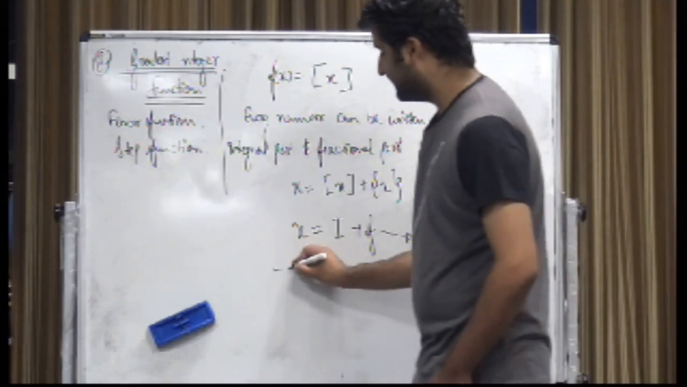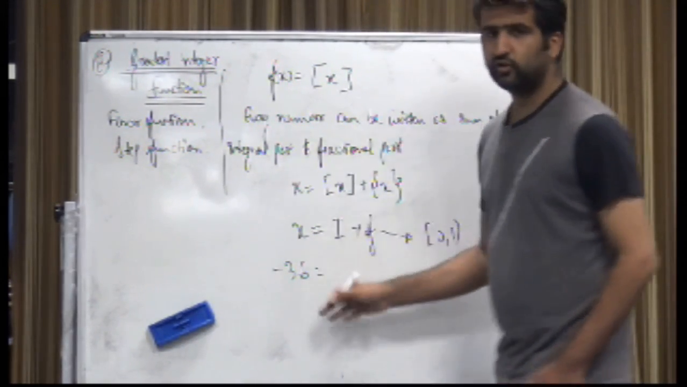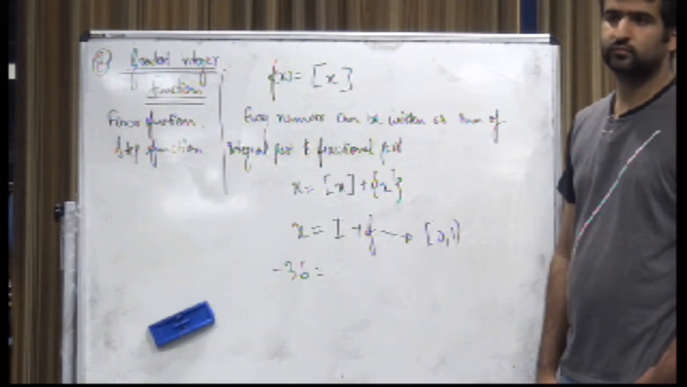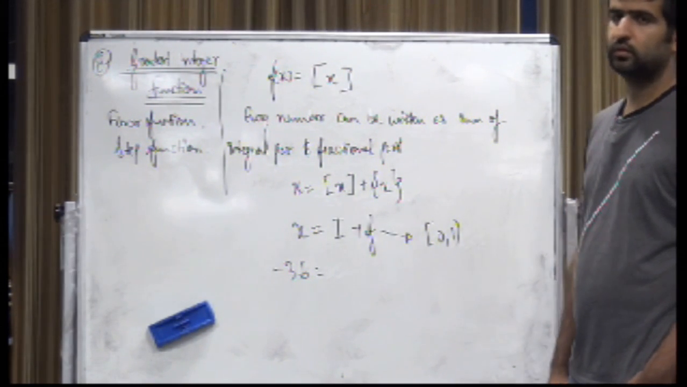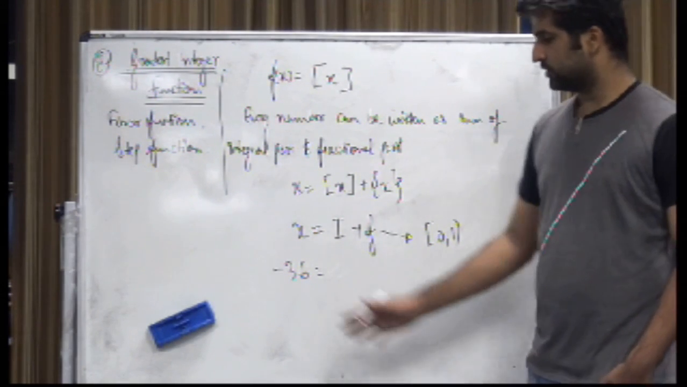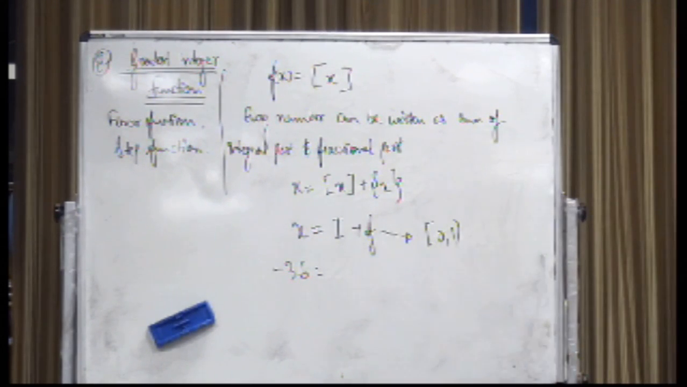So if you have minus 3.6, what can you write this as? What is the greatest integer function of minus 3.6? Minus 2? No. Minus 3? Minus 4? Which one is the answer? In negatives, the bigger number is smaller, so it will be -2.